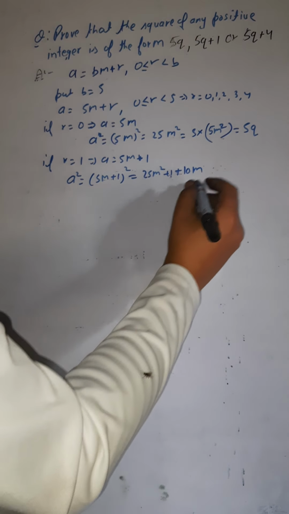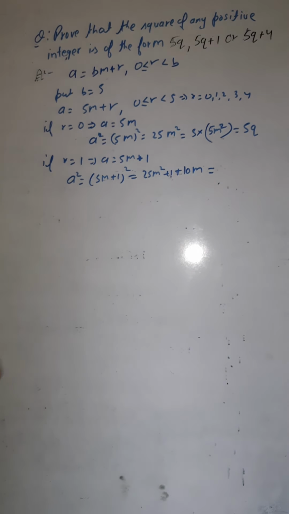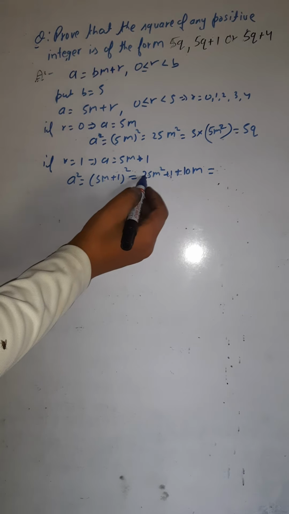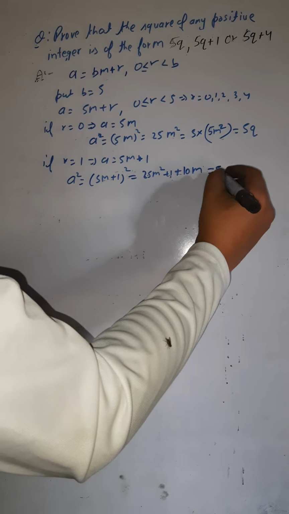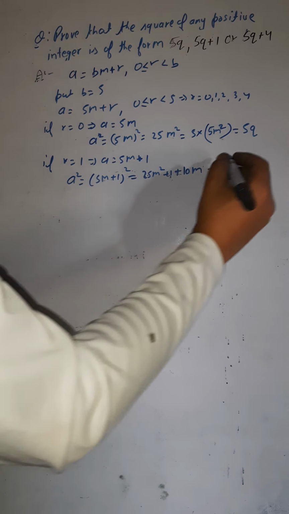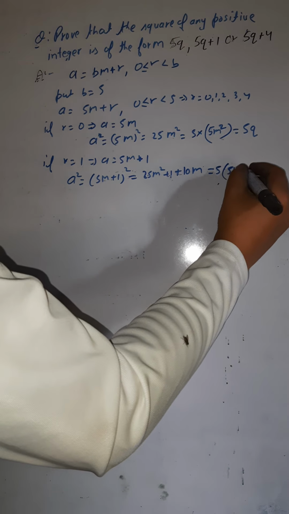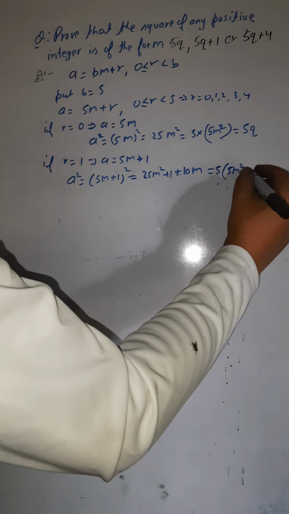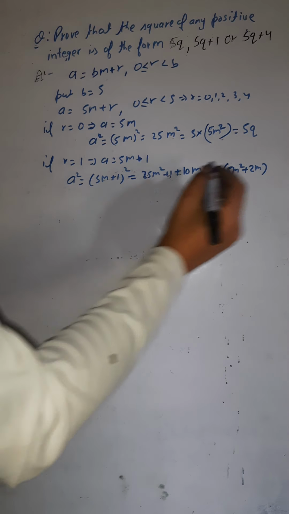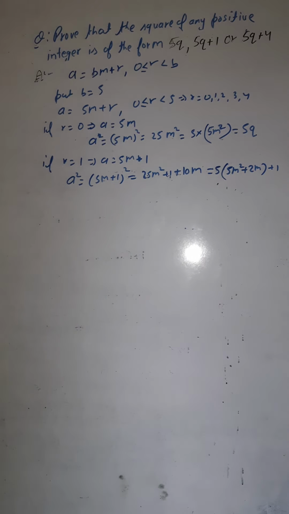Now between these two terms you can take 5 as common, because both are divisible by 5. Taking 5 common, 25m squared gives 5m squared, and 10m gives 2m, and the plus 1 comes outside. Are you getting this?